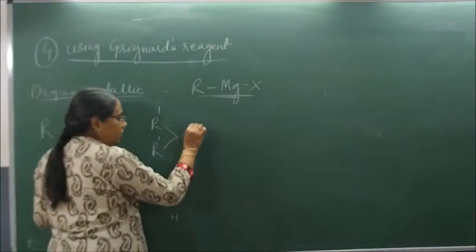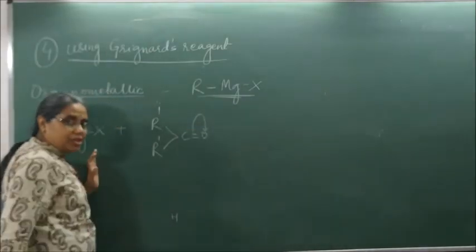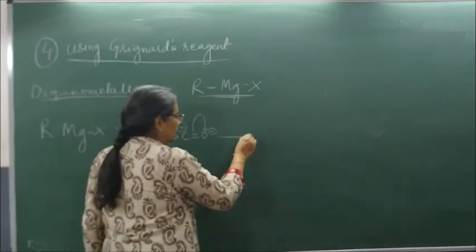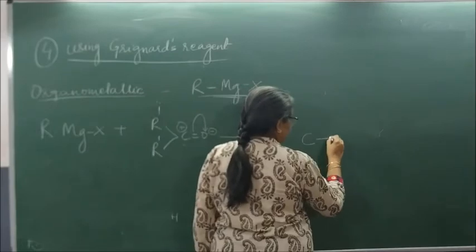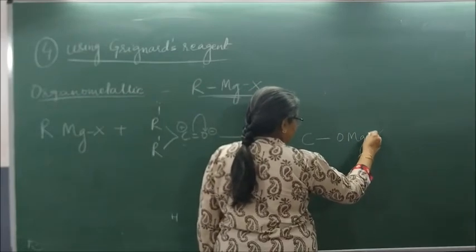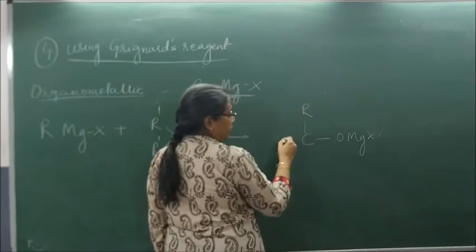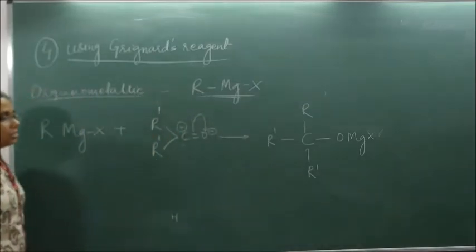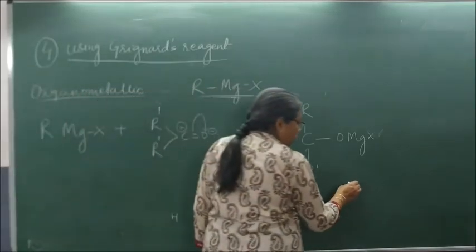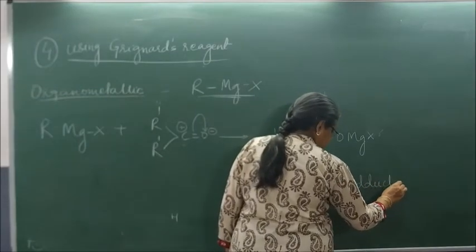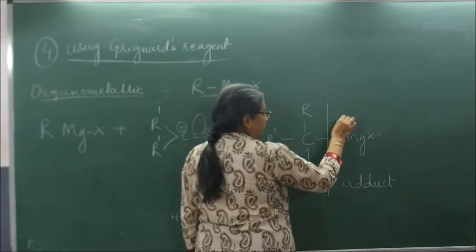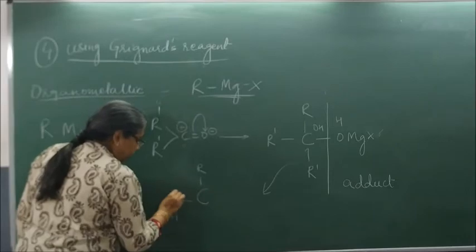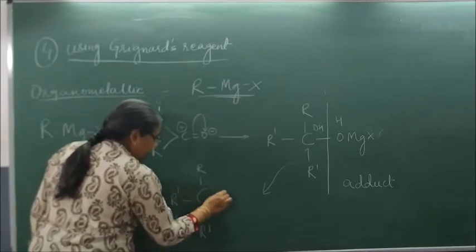Now again what happens? The double bond shifts. Oxygen gets a negative charge and carbon gets a positive charge. So you will get what? This carbon becomes the center carbon. You will get C, O, MgX and you have an R of Grignard's reagent and you have 2 R dash from the ketone. This is an addition compound and is called what? An adduct. This on hydrolysis gives what? R, R dash, R dash and OH.